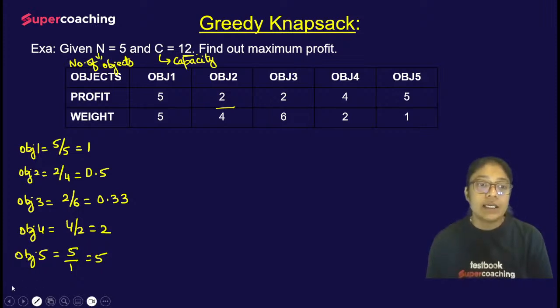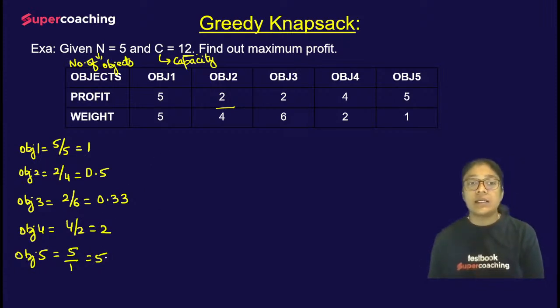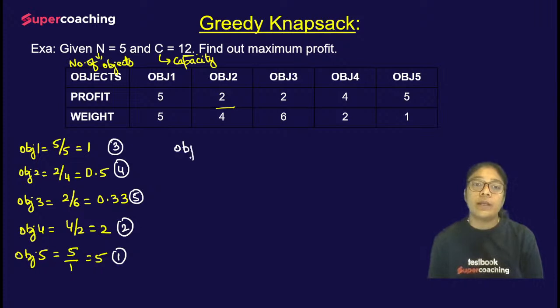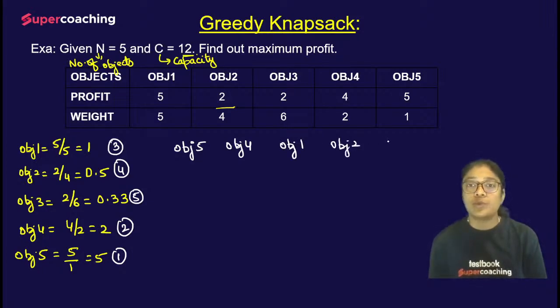So this is basically the algorithm which we used for greedy knapsack. Now we have to arrange these objects in descending order. We have to consider the maximum ratio first, so that is object 5. First priority will be given to object 5, then object 4, then object 1, then object 2 and object 3. This way we'll be selecting the objects.